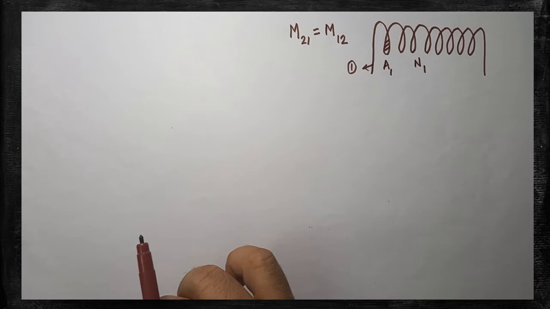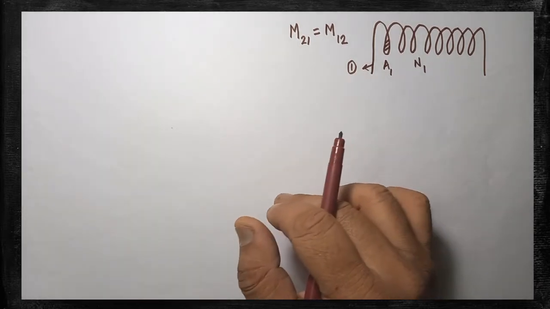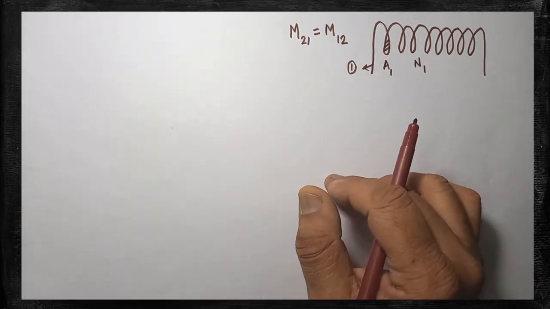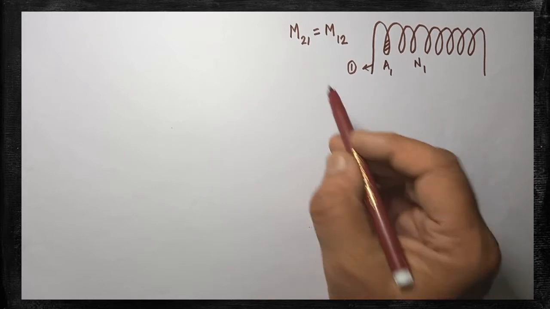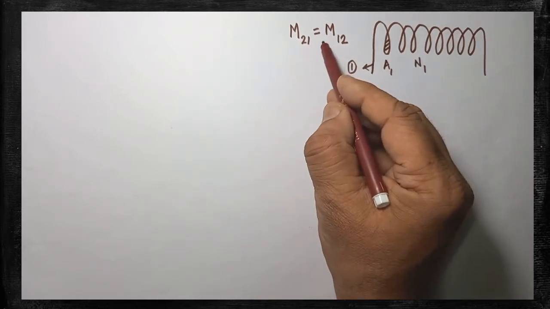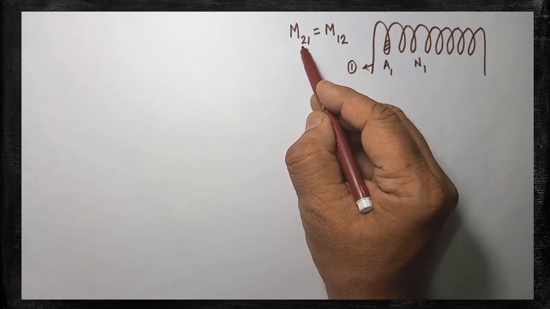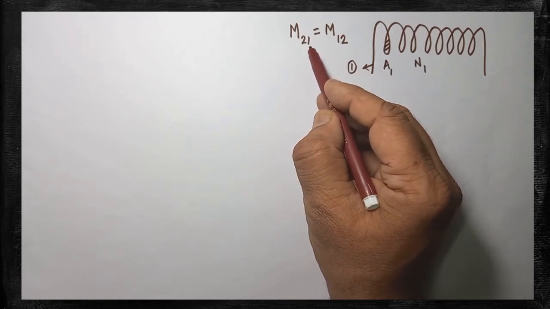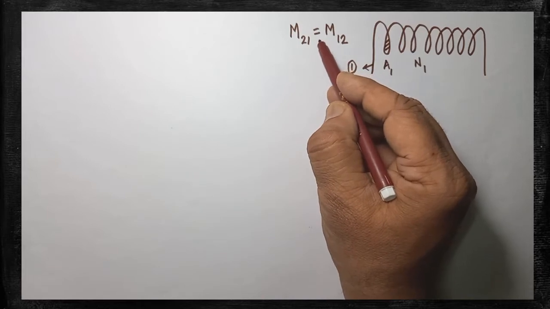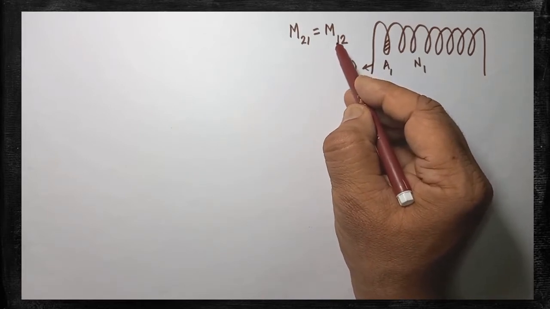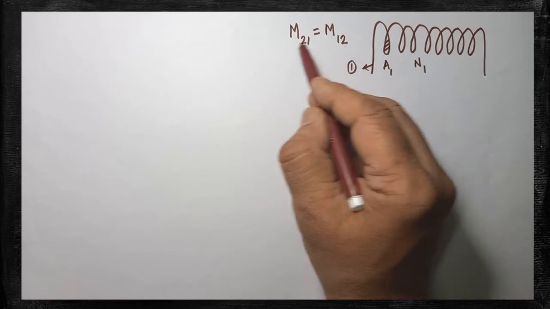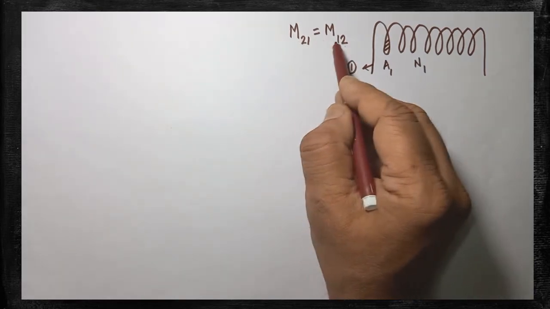In this presentation, we are going to learn the mutual inductance between two long coaxial solenoids. We are going to prove that M21 is equal to M12. What is M21? Mutual inductance of the second coil with respect to the first coil is equal to mutual inductance of the first coil with respect to the second coil. This equation is to be proved.